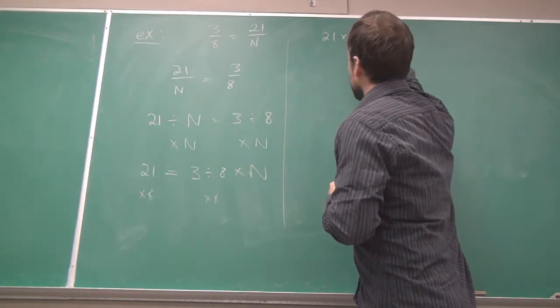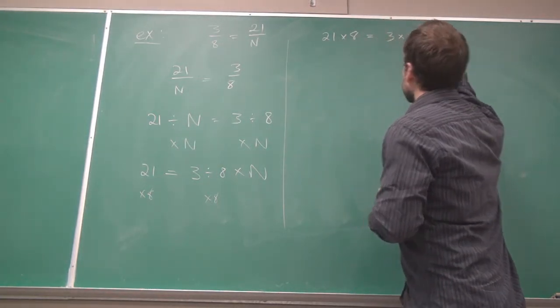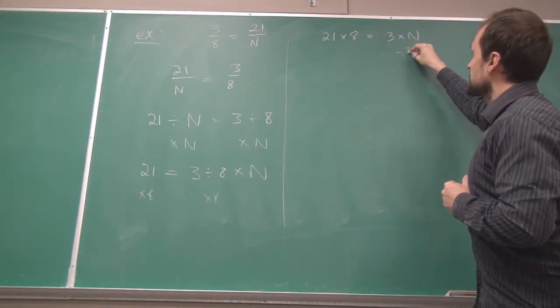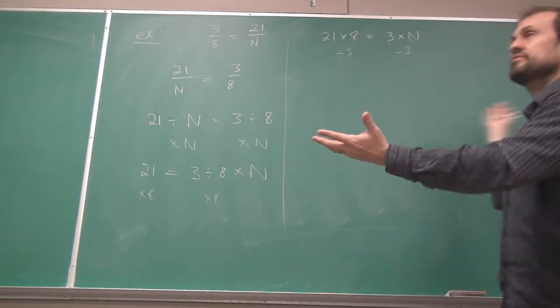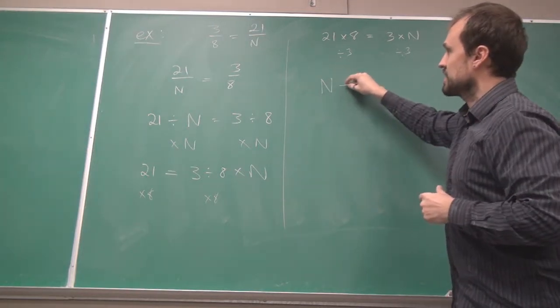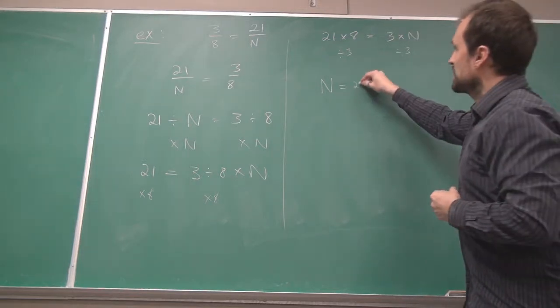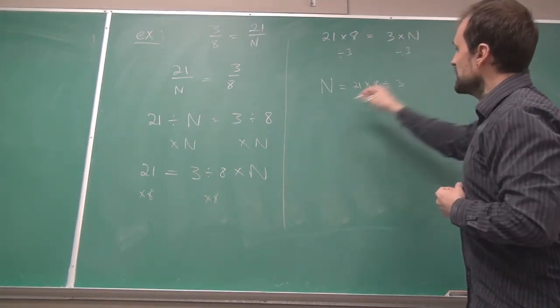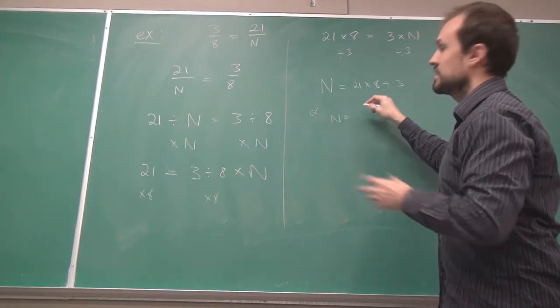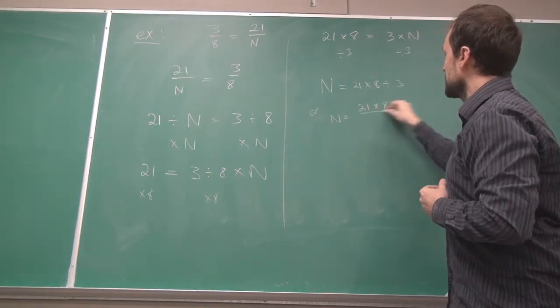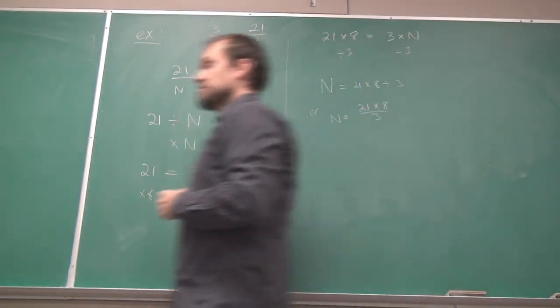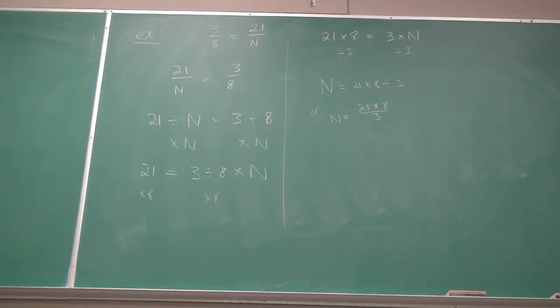So I have 21 times 8 equals 3 times n. Then I can divide both sides by 3. And I'm going to flip everything around because I want to write the variable on the left. It reads nicer. And I have 21 times 8 divided by 3, or in fraction form, 21 times 8 over 3. So again, the numbers in the original ratio equation feature in my answer. Now that was a little tedious. I wasn't a fan of that. Definitely don't want to do that over and over and over again.